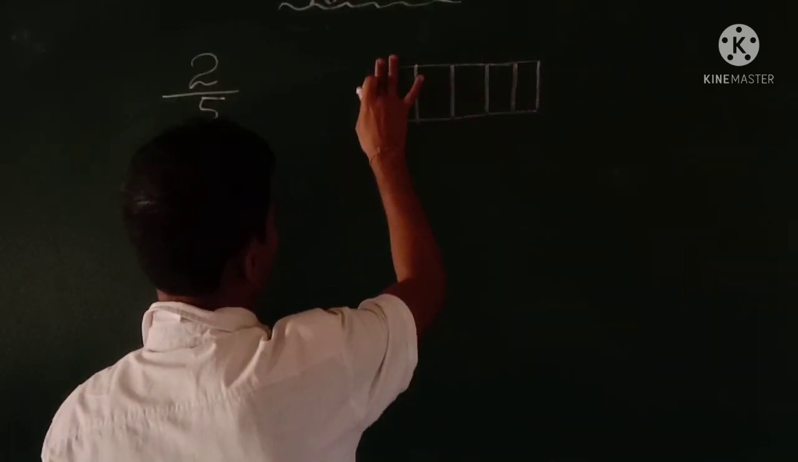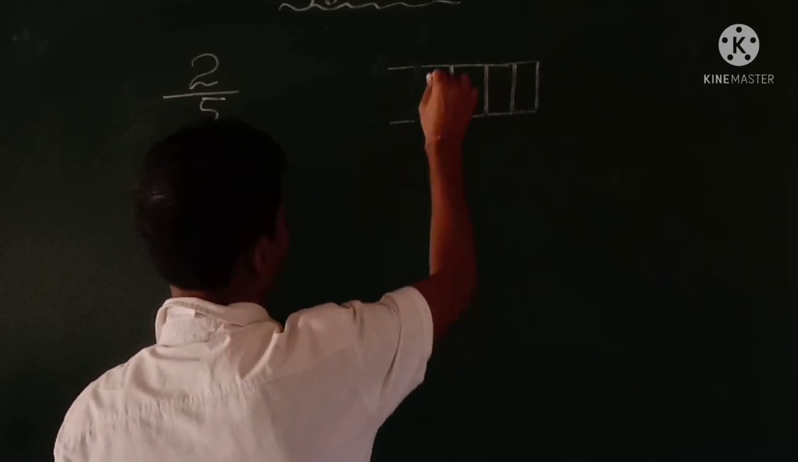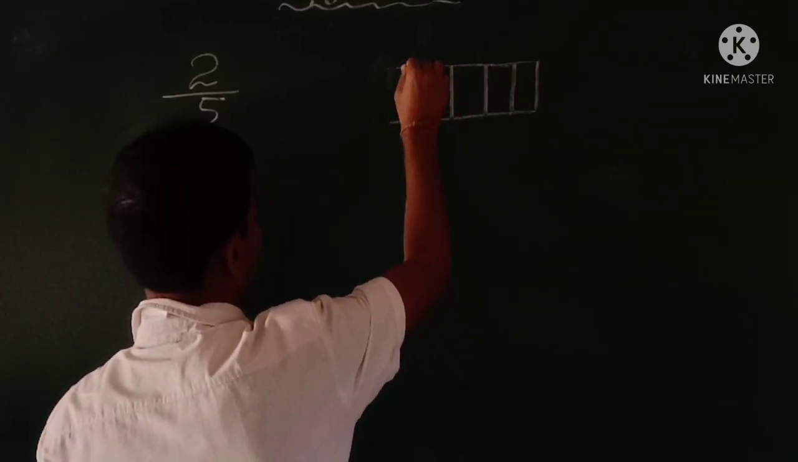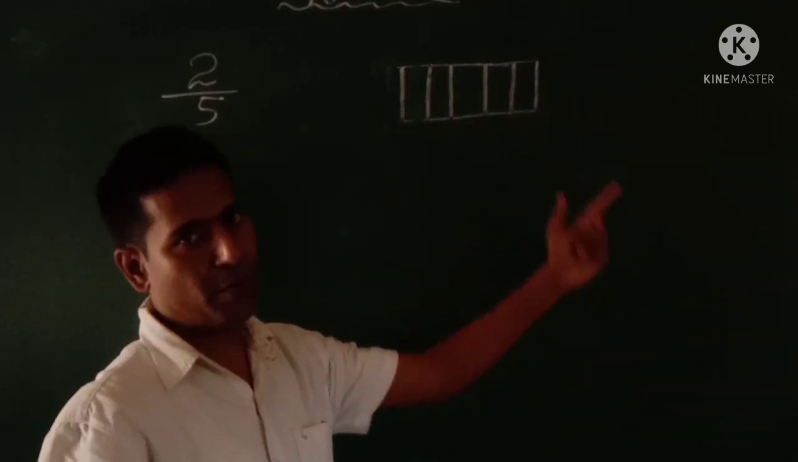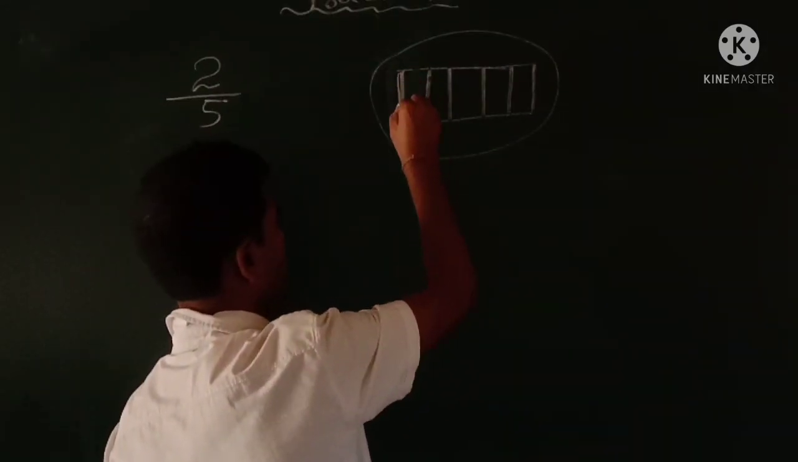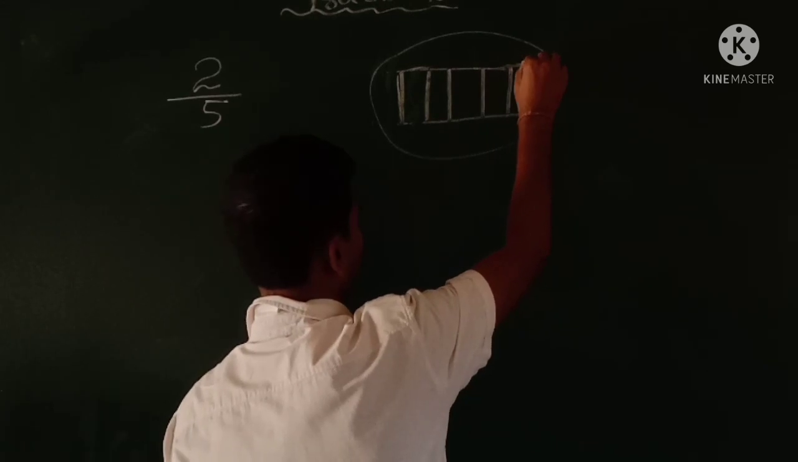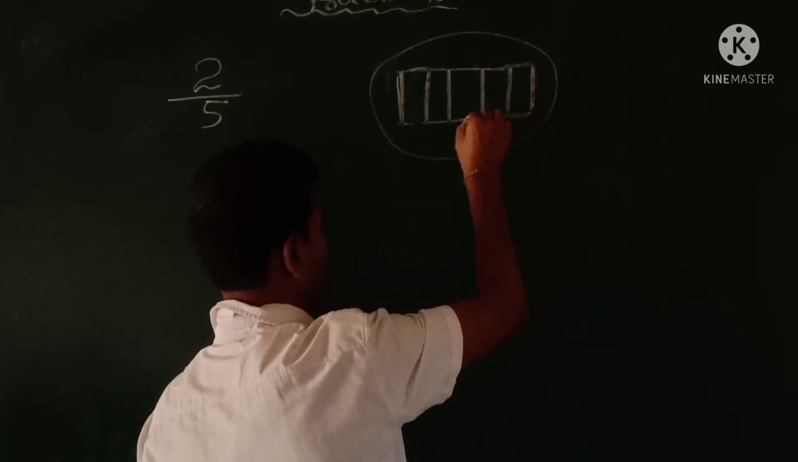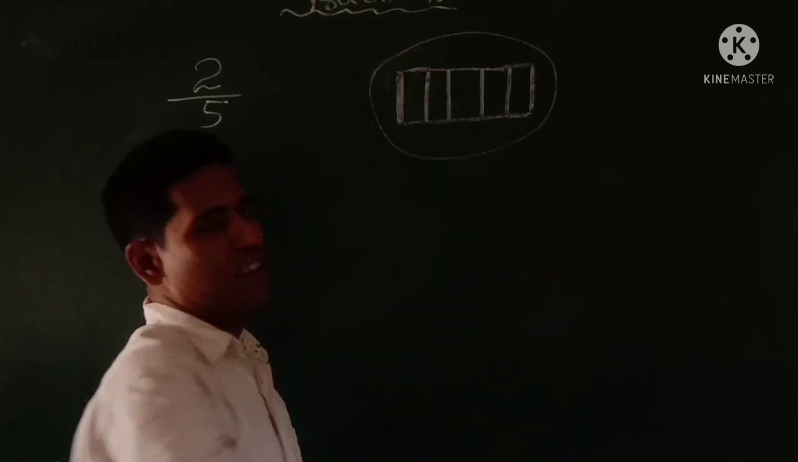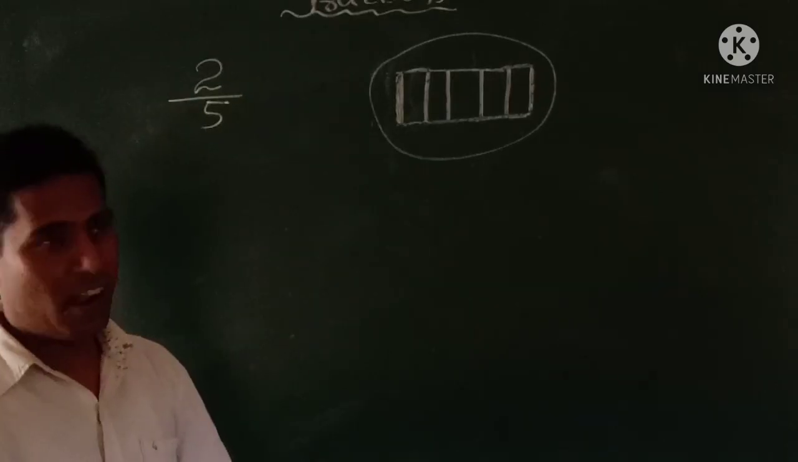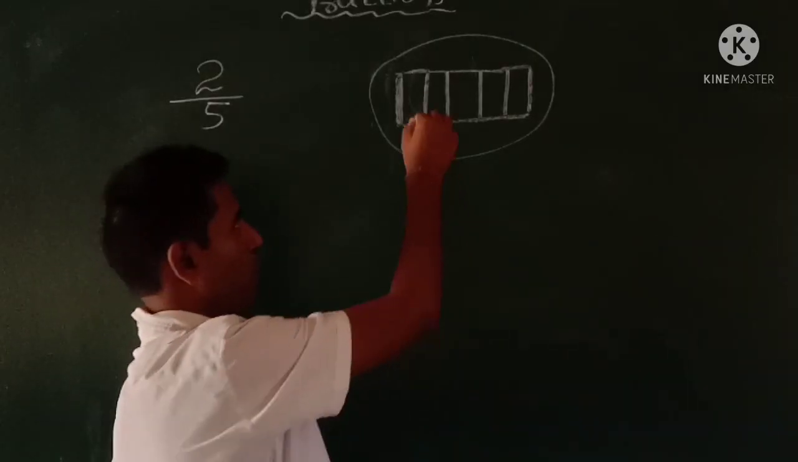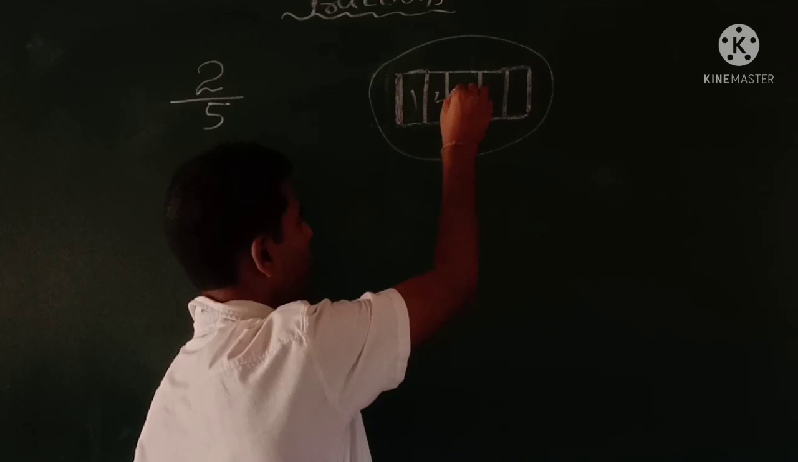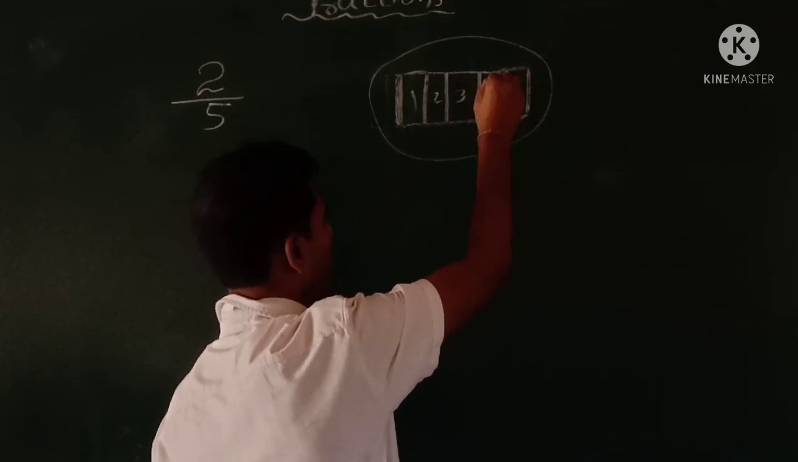Let me make this part a little smaller. Assume that all the parts are equal, and this is a whole cake. My drawing is not good, so I don't know whether it looks like a cake or not. You may say cake, you may say biscuit, anything you may say. So this is a cake, and this cake has been divided into 5 equal parts. 1, 2, 3, 4, and 5.